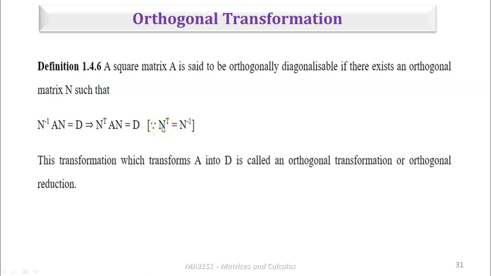the definition is, if any matrix satisfies N transpose N equal to identity matrix, then the matrix is called an orthogonal matrix. In this case, N is a normalized modal matrix. Always N is an orthogonal matrix, so if it is orthogonal, then its transpose and inverse are the same. After using this orthogonal transformation, A transforms into diagonal matrix D. This process is called orthogonal transformation or orthogonal reduction.